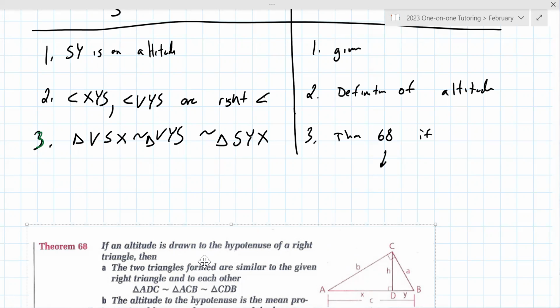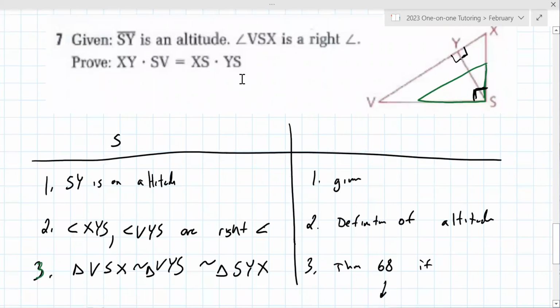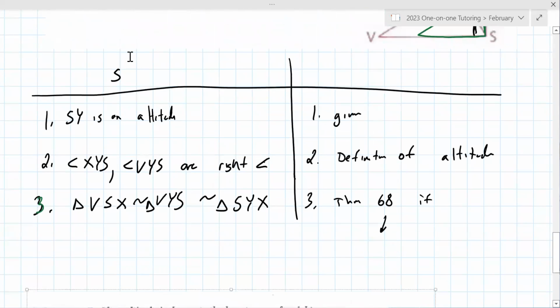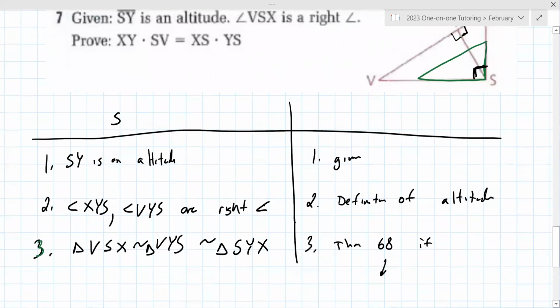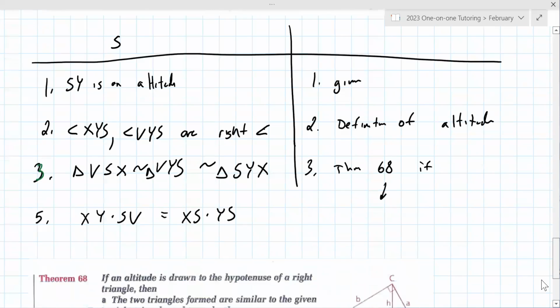All right. Well, the nice thing is now that the triangles are similar, you can build any proportion you want, but sometimes it's good to go to that proof step. So what we want is, and this is really 5, we want XY times SV to equal XS times YS. So we have to build a proportion from those ones.